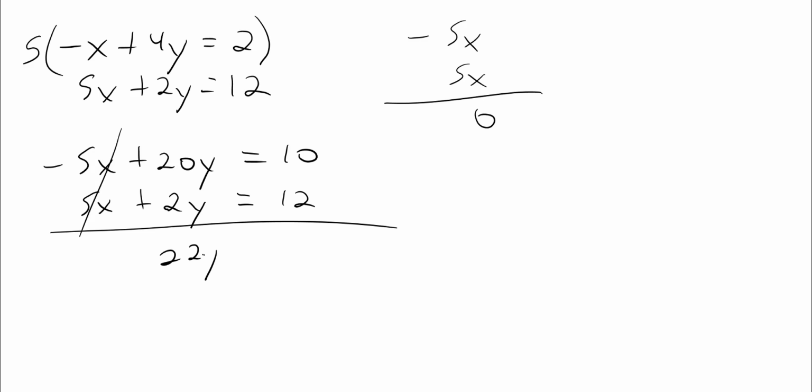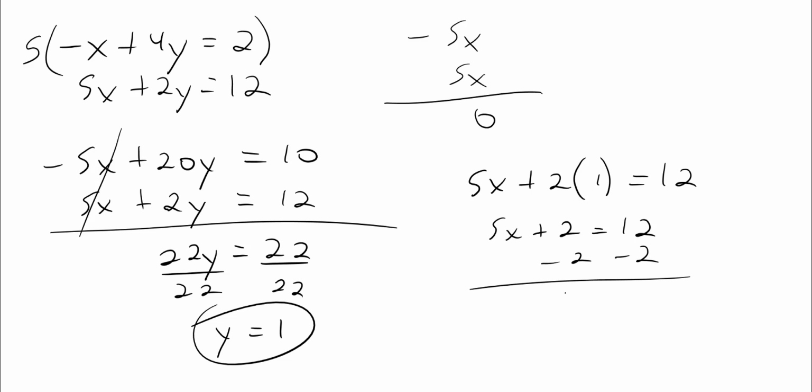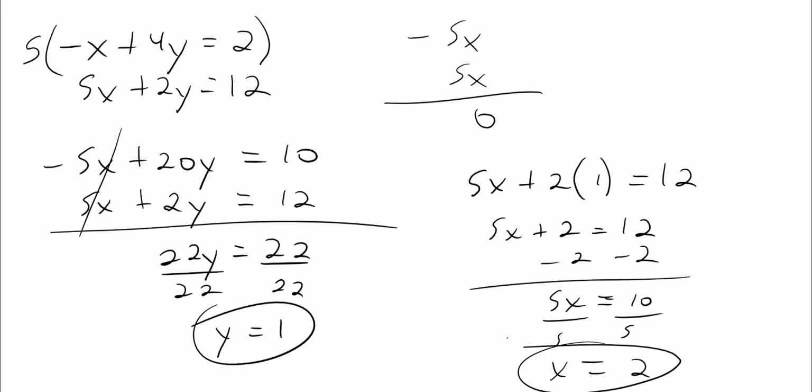So 22y is equal to 22. Divide by 22. So y is equal to 1. Okay, now how do you find x? Plug it into one of the two equations. I'm going to plug it into the bottom one because I don't have as many negatives there. So 5x plus 2 times 1 equals 12. So 5x plus 2 equals 12. Subtract 2 from both sides. I get 5x equals 10. So divide by 5. x is 2. Okay, there you go. So my answer is 2 comma 1.